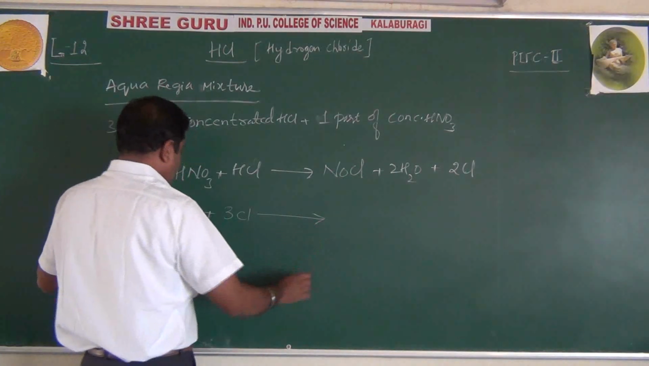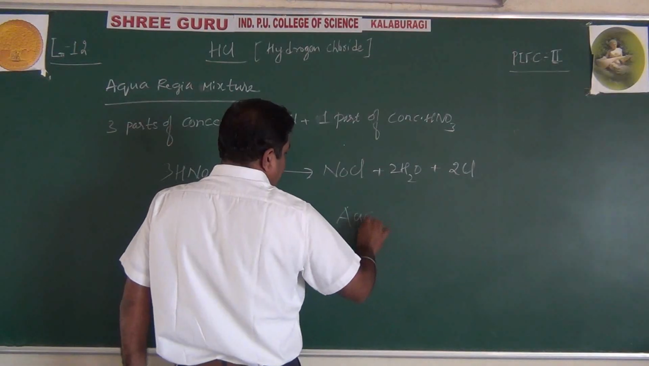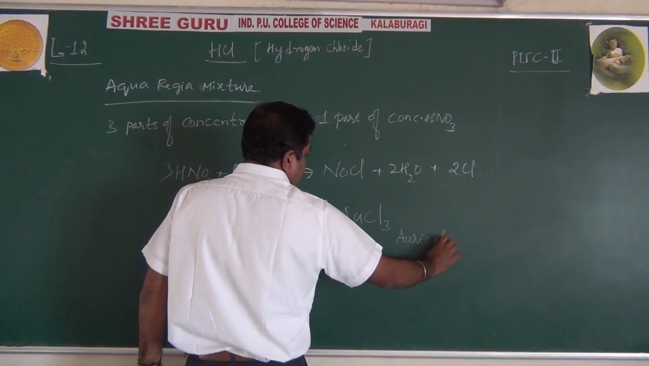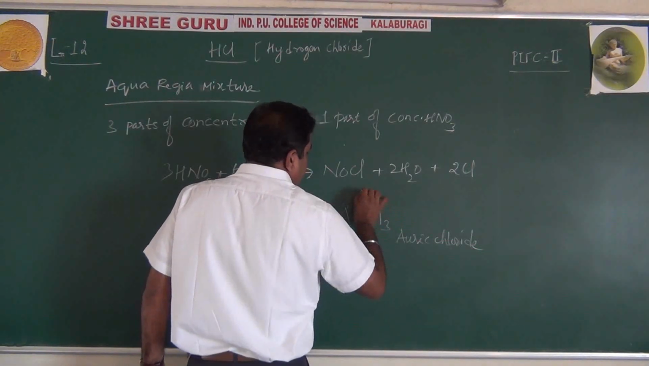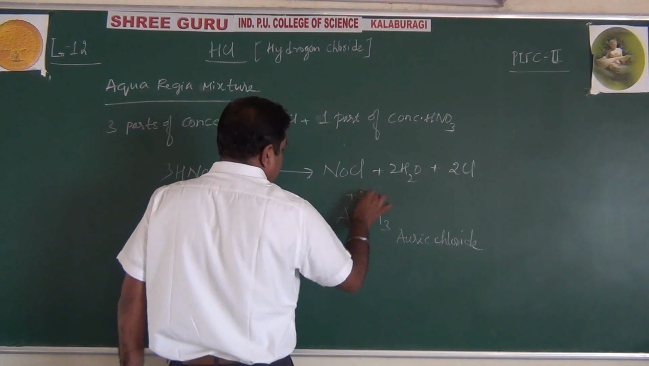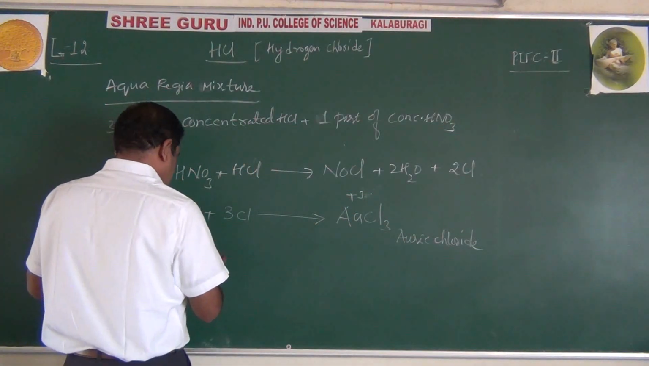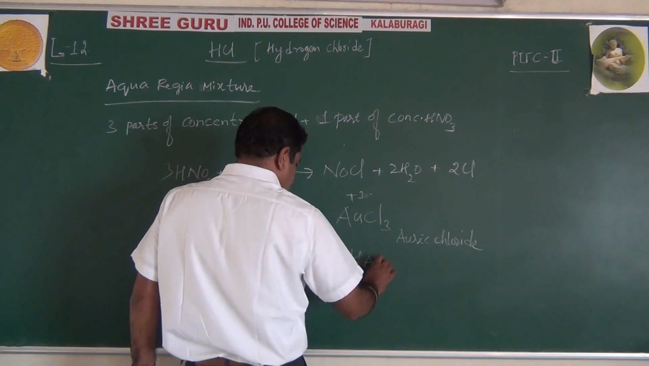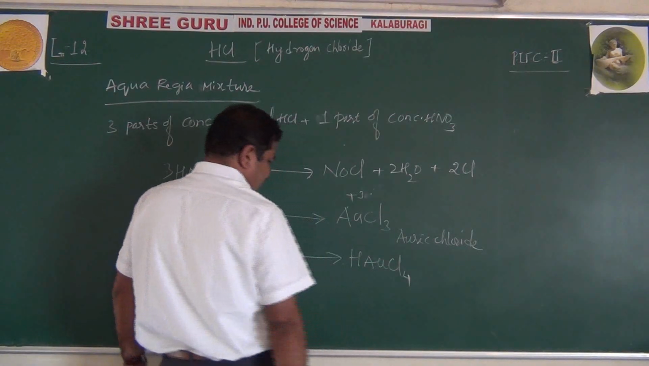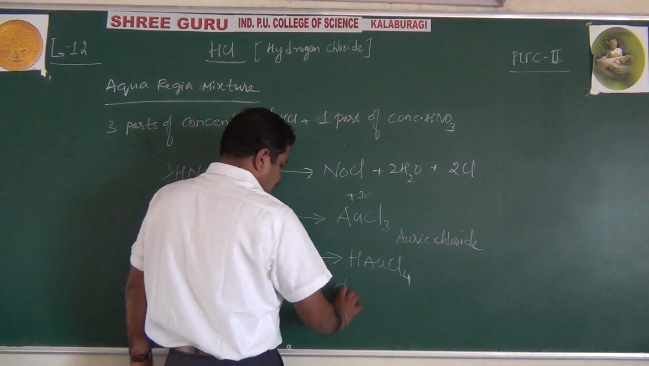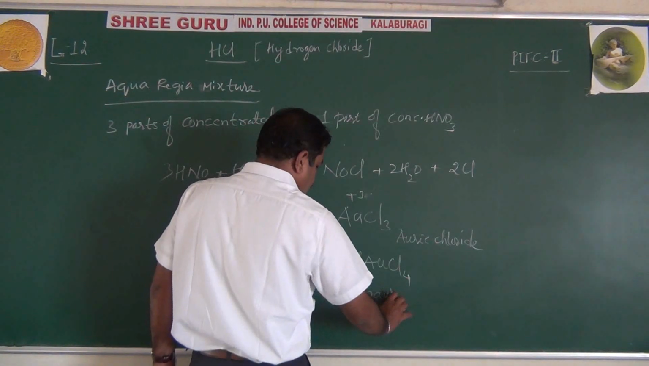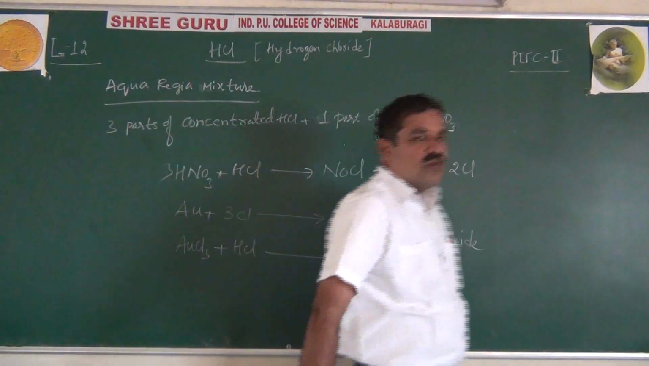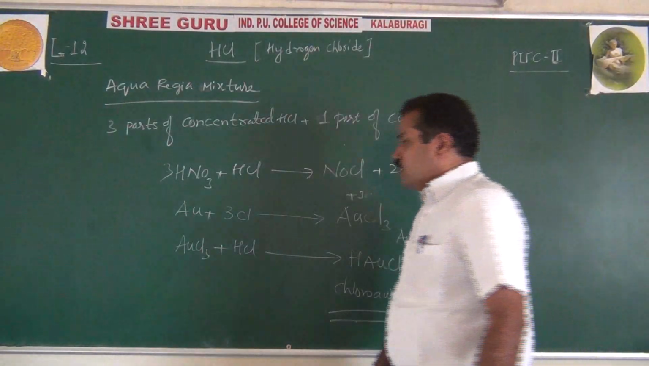It will form AuCl3, auric chloride, with gold in the plus 3 oxidation state. Further, this auric chloride combines with more HCl to form HAuCl4, and this is called chloroauric acid. Remember, it is a soluble complex of gold. This is the main important reaction.